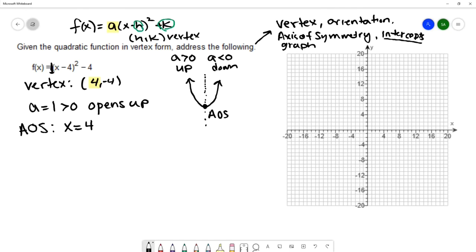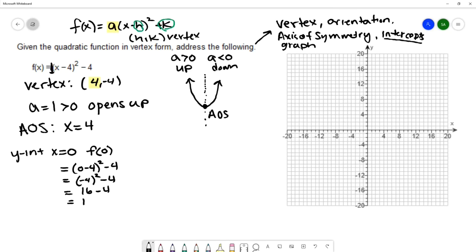Next, we want to find the intercepts. I'm going to start by finding the y-intercept. You can find a y-intercept by letting x equal 0. So that's calculating f of 0. That would be (0 minus 4) squared minus 4. 0 minus 4 is negative 4. And negative 4 squared is 16. 16 minus 4 is 12. So we have a y-intercept at the point (0, 12).